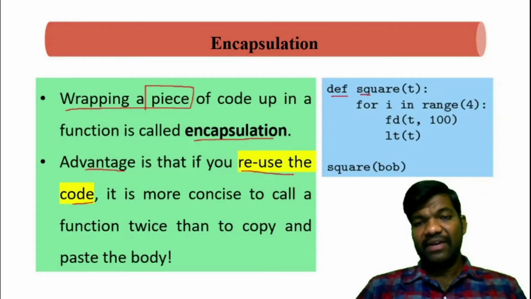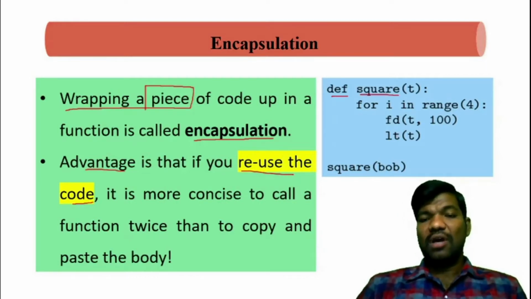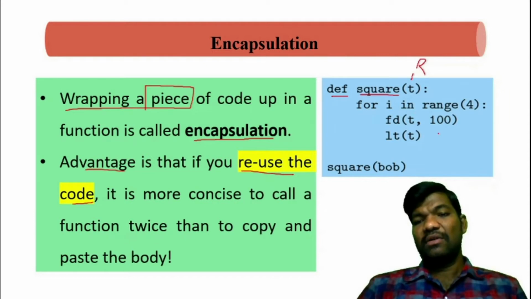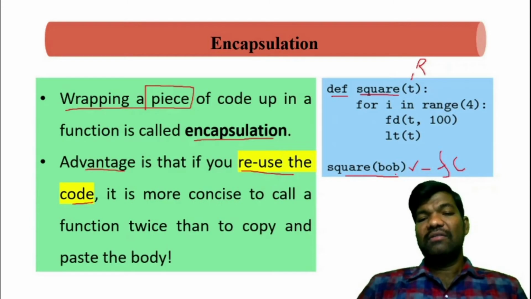We are defining a function square. To draw a square of t, this is a parameter. For i in range, how many times? 4 times. Fd, what is the parameter? t comma 100, left turn comma t. Instead of giving Bob here, I am giving the t parameter. So square of Bob, this is function calling. When we call this function, t is Bob. So the same thing is executed for the Bob object.